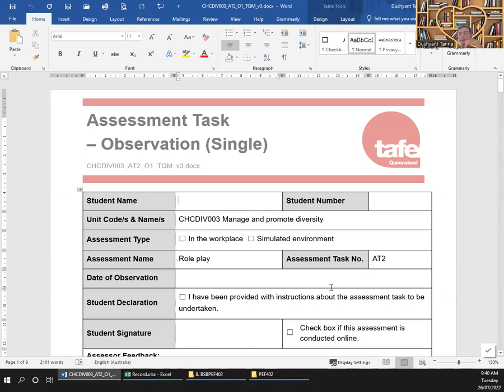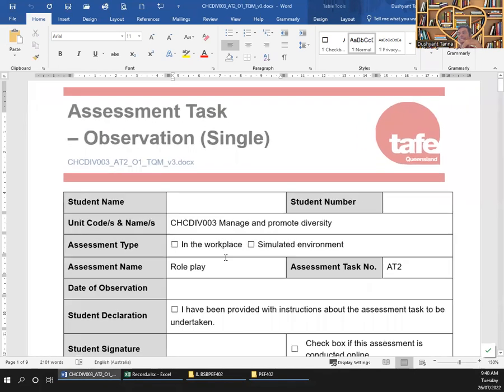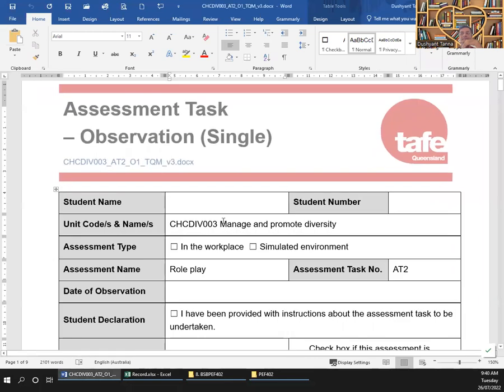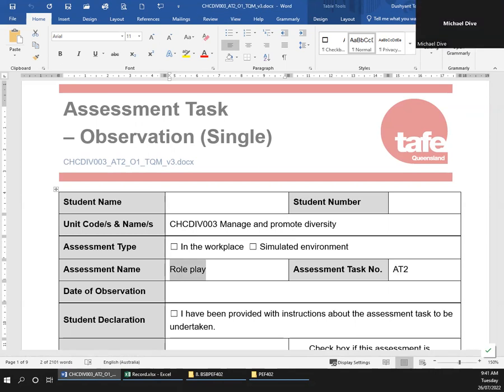Today we will talk about the unit CHCDIV003 Manage and Promote Diversity, Assessment Task 2. If you look at the header, it says observation. Whenever there is an observation, that means something is being observed. It also means there is a role play. It says here as well. It says on the task name as well, CHCDIV AT201 observation.